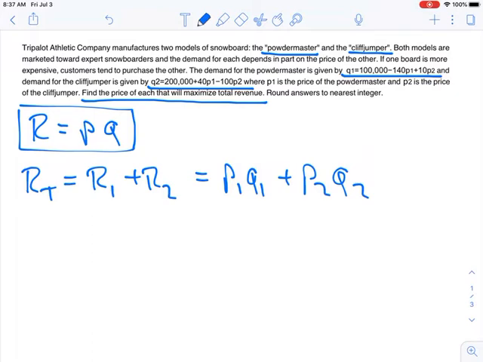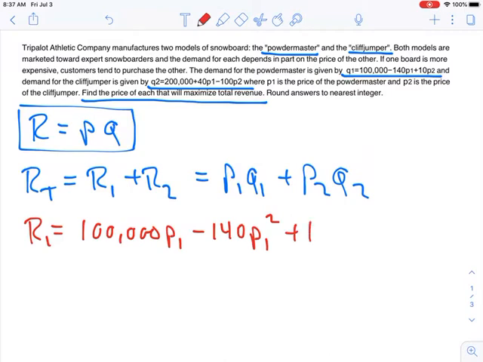So let's start by looking at revenue 1. So revenue 1 is going to be P1 times Q1. So that's going to be 100,000 times P1 minus 140 P1 squared plus 10 P1 P2. So all I've done is taken Q1 and multiplied it by P1. And we end up with this.